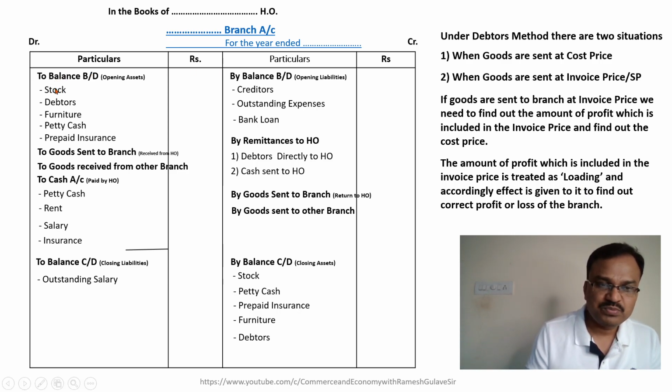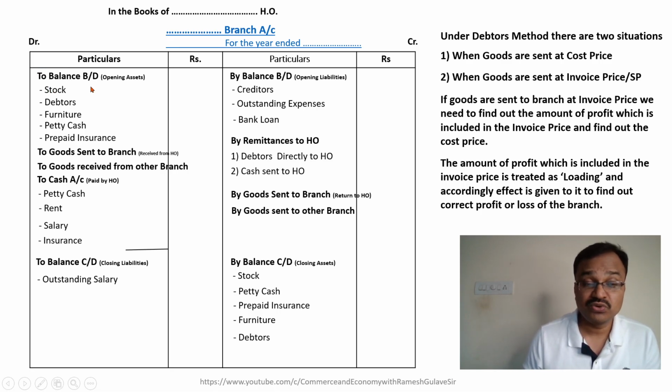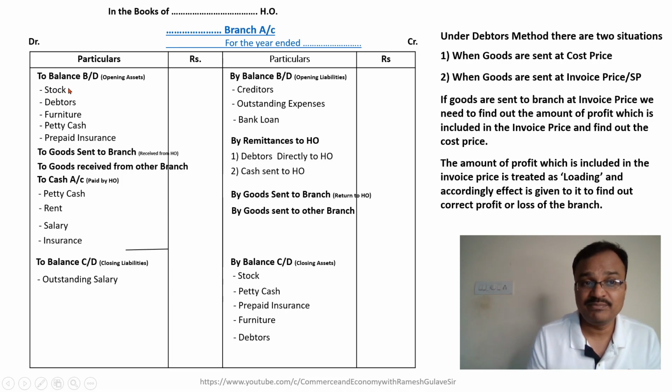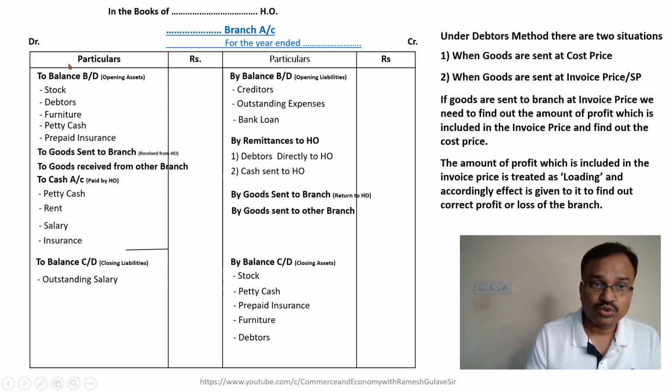Suppose the amount of stock, see, in the opening assets we record the amount of stock. So suppose the stock is at the invoice price, which includes the amount of profit, and if it includes the amount of profit, we need to find out that profit and give the effect to that profit as a loading. So loading or profit which is included in the opening stock is recorded on the credit side of branch account as loading on the opening stock, and the amount is recorded accordingly.